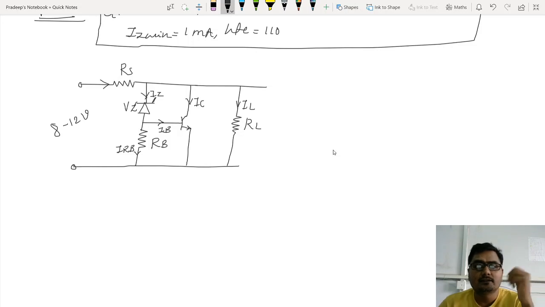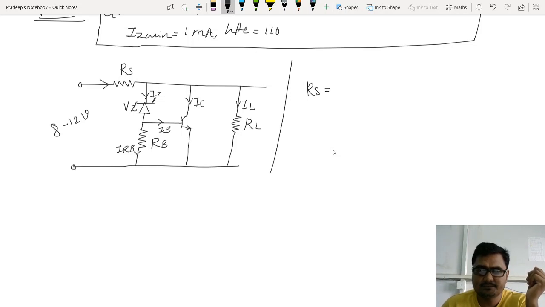Now the thing is, how to calculate the value of resistor RS? Just check out the circuit diagram. RS is what? RS is this voltage minus this voltage divided by this current. This current is I. So it is a general form: VIN minus VO divided by current I.